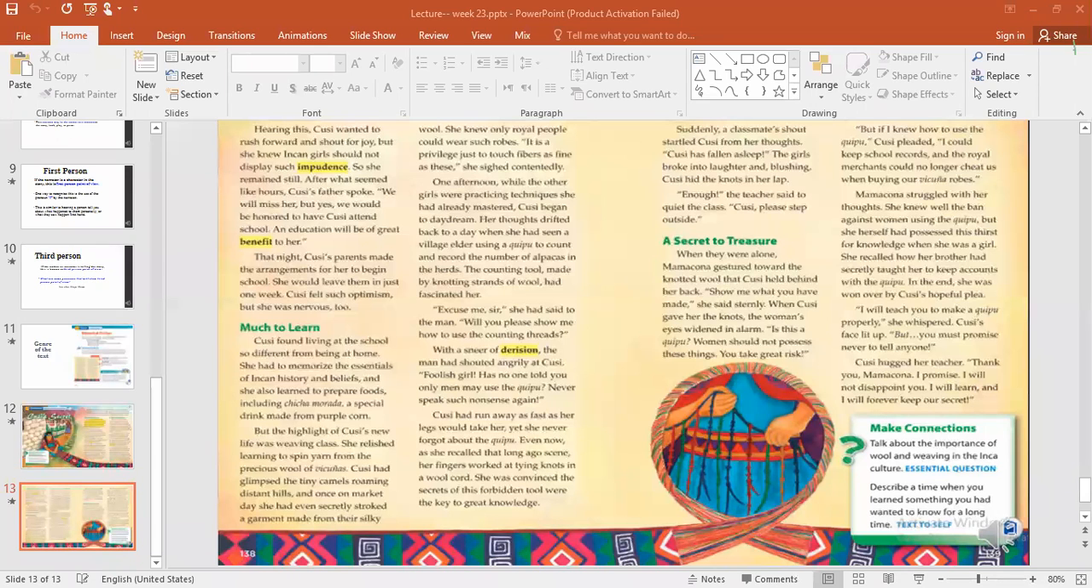Suddenly, a classmate's shout startled Kusi from her thoughts. Kusi has fallen asleep. The girls broke into laughter and, blushing, Kusi hid the knots in her lap. Enough, the teacher said to quiet the class. Kusi, please step outside.